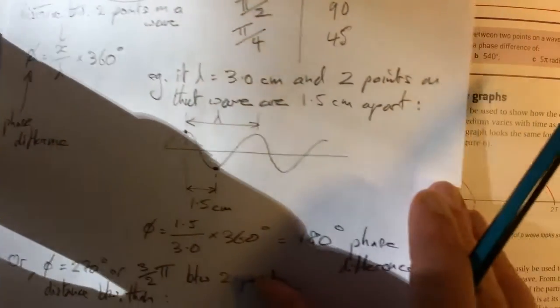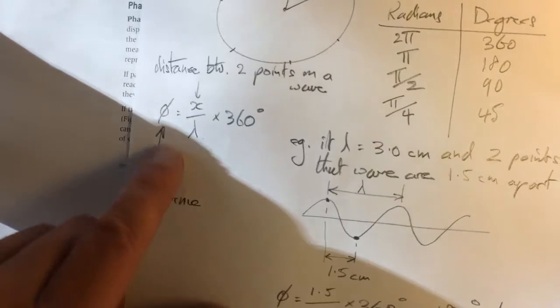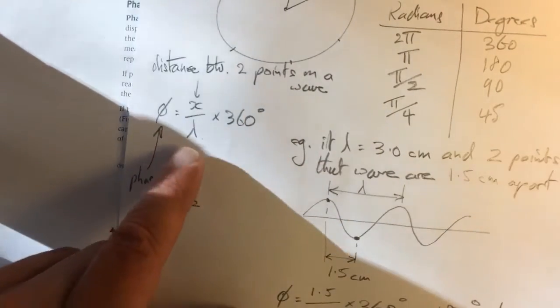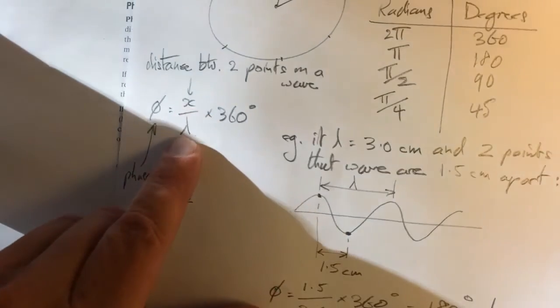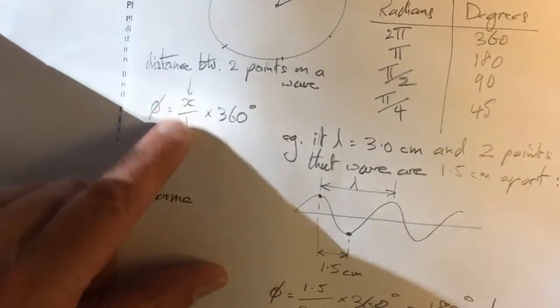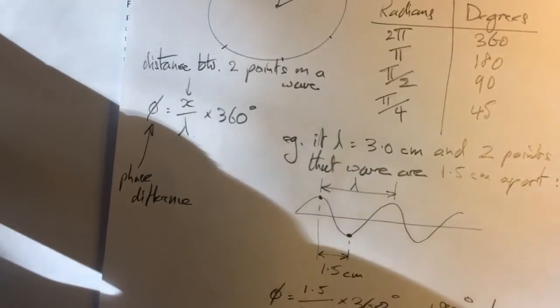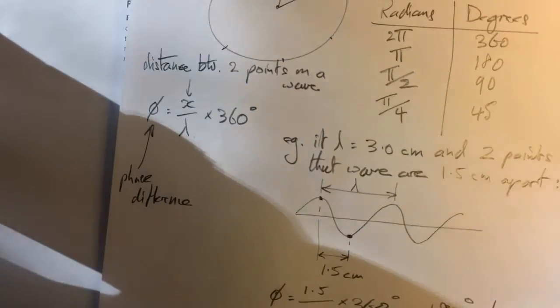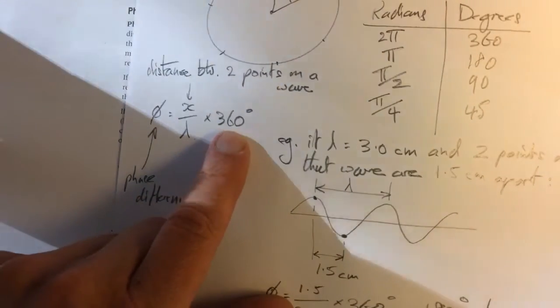So I'll just run through a couple of examples. So look, this is saying, you can find the phase difference between 2 points on a wave by dividing the distance between the 2 points by the wavelength. Both these things have to be in the same unit, of course. Millimeters, centimeters, meters, kilometers, doesn't matter as long as they're the same. Then multiplying it by 360 degrees.